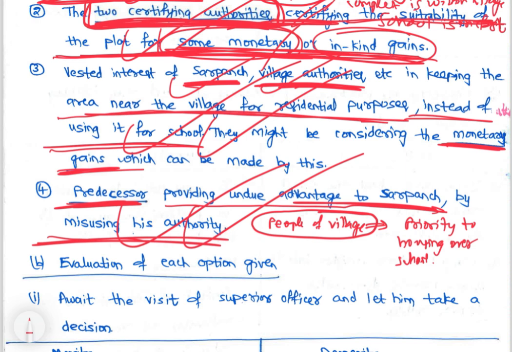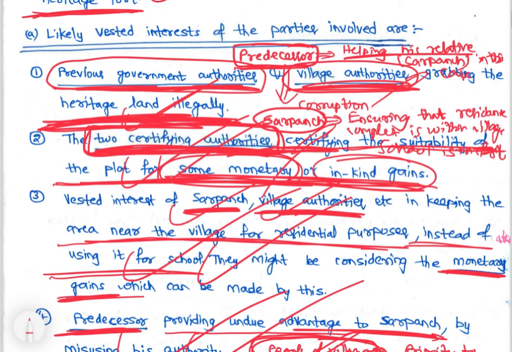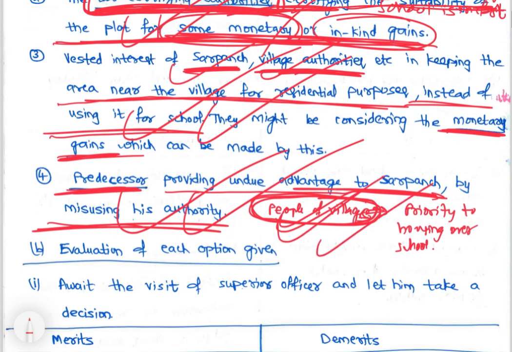So here people of the village are also stakeholders, and they may have an interest that the homes or residential complex is within the village. So they are giving priority to the residence complex over the school. So that's why they are not raising any voice, right? You can give the argument. That's why they haven't raised any voice. And finally when did it come to know? Only when the administration investigated did it come to light. So these are the likely vested interests of parties involved.